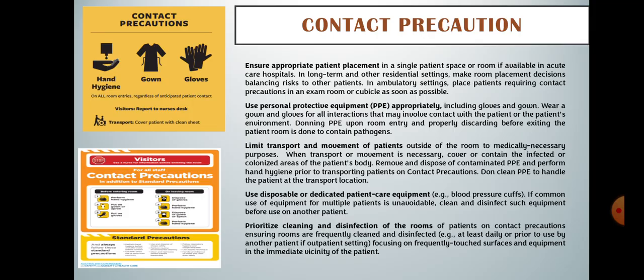Next is contact precaution. First, ensure appropriate patient placement in a single patient space or room if available in acute care hospitals. In long-term and other residential settings, make room placement decisions balancing risk to other patients. In ambulatory settings, place patients requiring contact precautions in an exam room or cubicle as soon as possible.